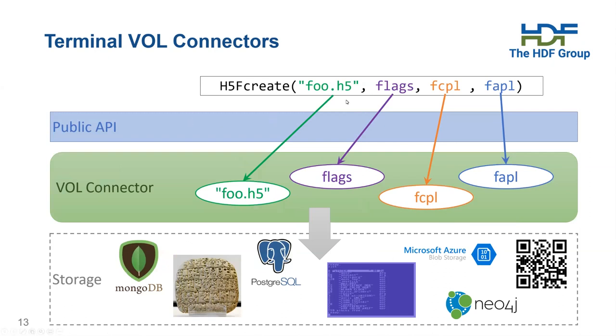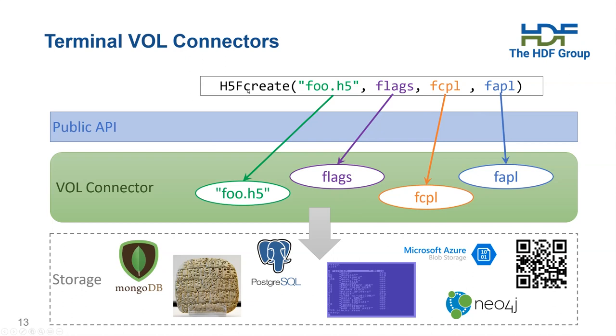Underneath the public API, when you make a call like H5Fcreate, and you give it a file name and some flags and these two properties, the creation and access property list, all we do inside the public API is marshal these up, put them in a form that we can pass on to your connector, and invoke whatever callback you have set up to handle this in your connector. And that can be anything under the hood.